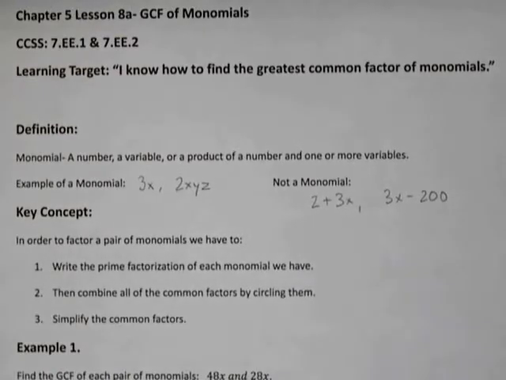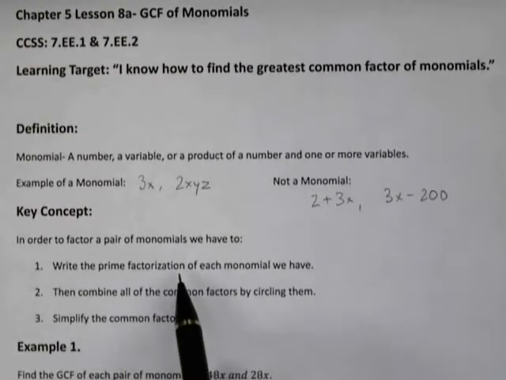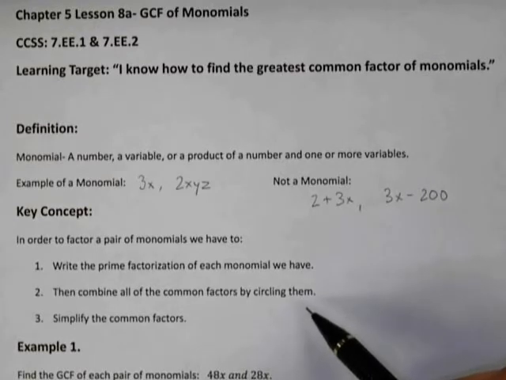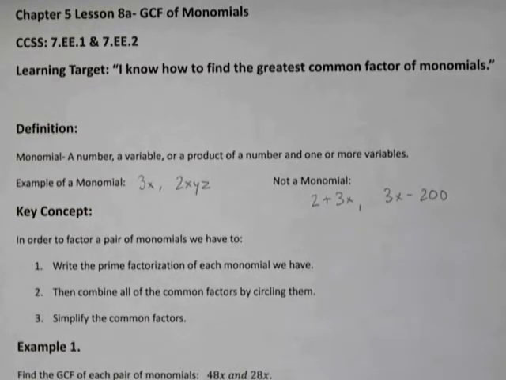So today, like I said, we are going to find the greatest common factor of these monomials. In order to factor a pair of monomials, we have to first write the prime factorization of each monomial we have. Prime factorization is a tool that we use in order to factor out any number. Then the second thing is we need to combine all of the common factors. The easiest way to do that is by circling them, showing which ones are common, which ones are not. And then lastly, we want to simplify those common factors. If we do a few examples, I think you'll get the hang of it really quick, if not just totally review for you.